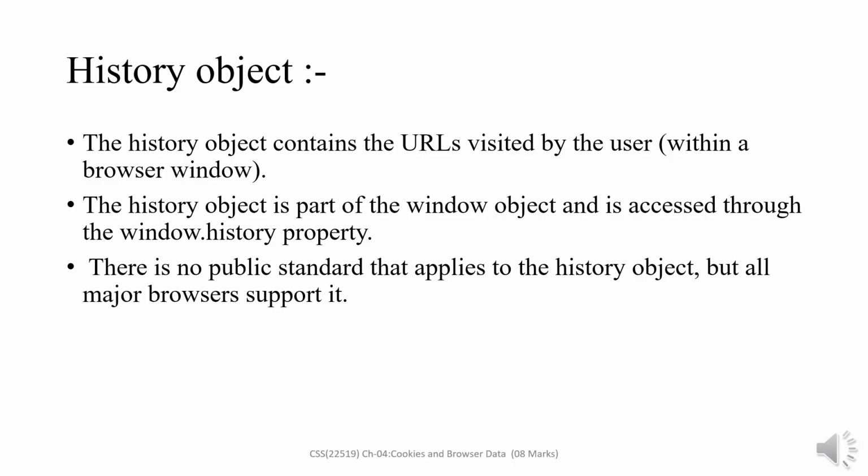History object. The history object contains the URLs visited by the user within a browser window. The history object is a part of the window object and is accessed through the window.history property. There is no public standard that applies to the history object, but all the major browsers support it. Meaning the history object contains the URLs that were visited by the user, but only within that particular browser window.